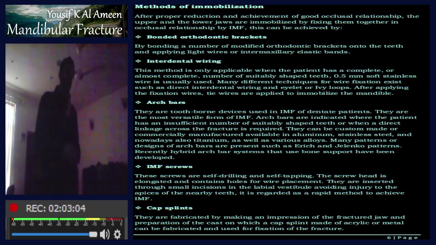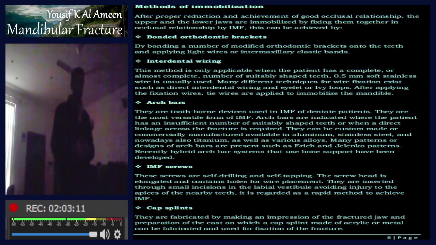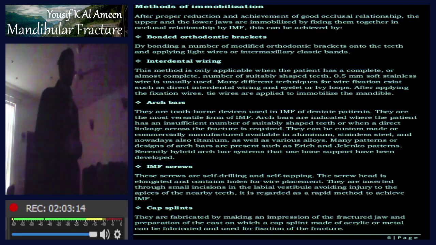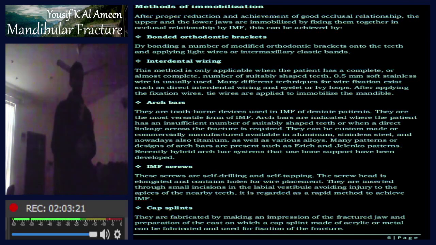Cap splints are fabricated by making an impression of the fractured jaw and preparation of the cast, on which a cap splint made of acrylic or metal can be fabricated and used for fixation of the fracture.